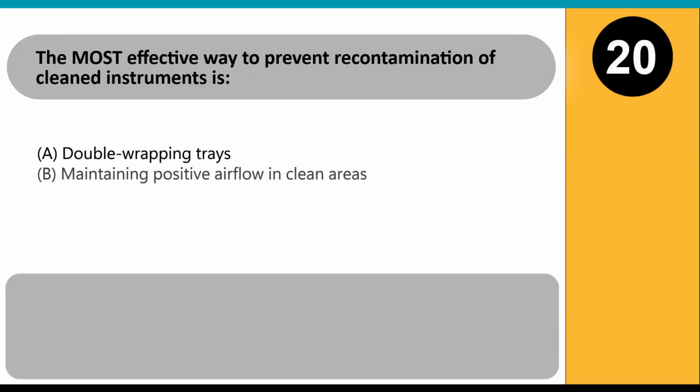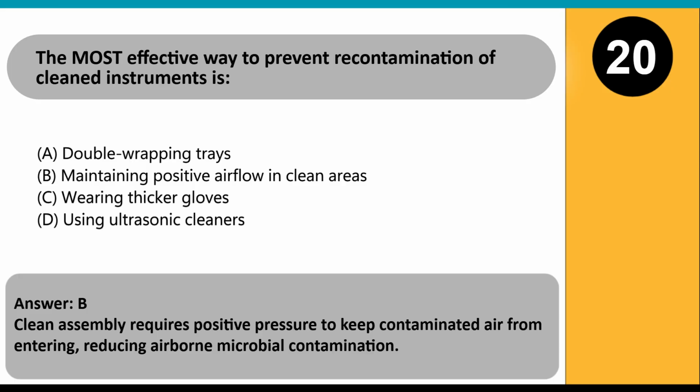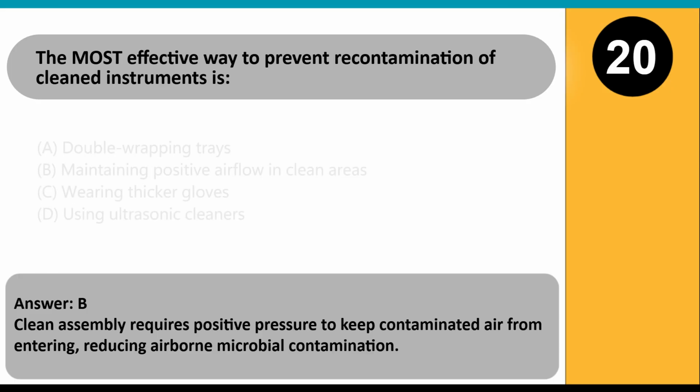The most effective way to prevent recontamination of cleaned instruments is: A. Double wrapping trays. B. Maintaining positive airflow in clean areas. C. Wearing thicker gloves. D. Using ultrasonic cleaners. Answer B. Clean assembly requires positive pressure to keep contaminated air from entering, reducing airborne microbial contamination.